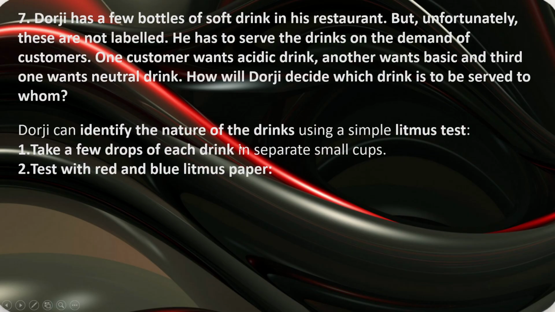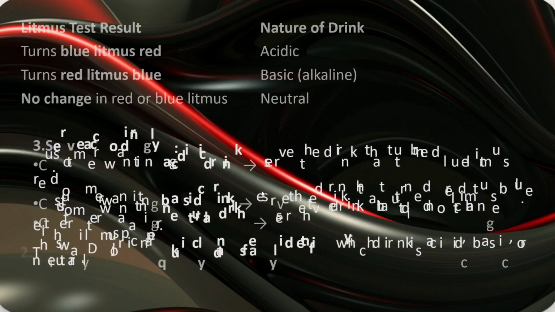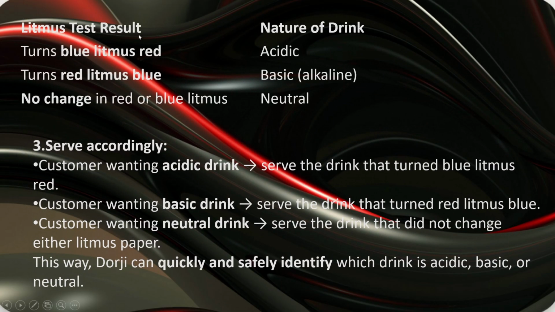Dorji can identify the nature of the drinks using a simple litmus test. One: take a few drops of each drink in separate small cups. Second: test with red and blue litmus paper. Results: turns blue litmus red, that is acidic; turns red litmus blue, that is basic; no change in red or blue litmus, that is neutral.